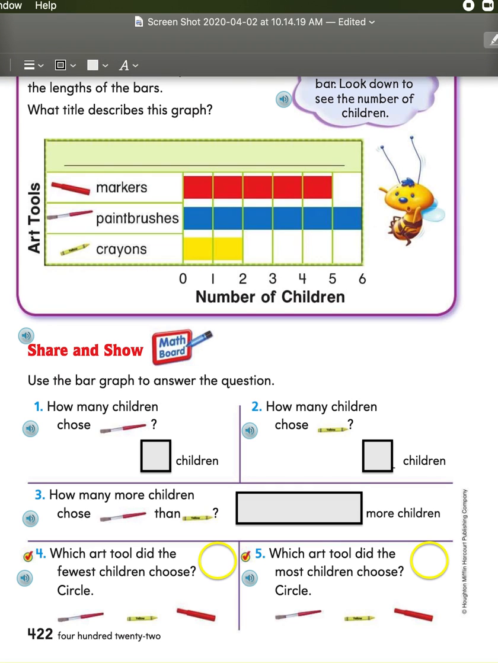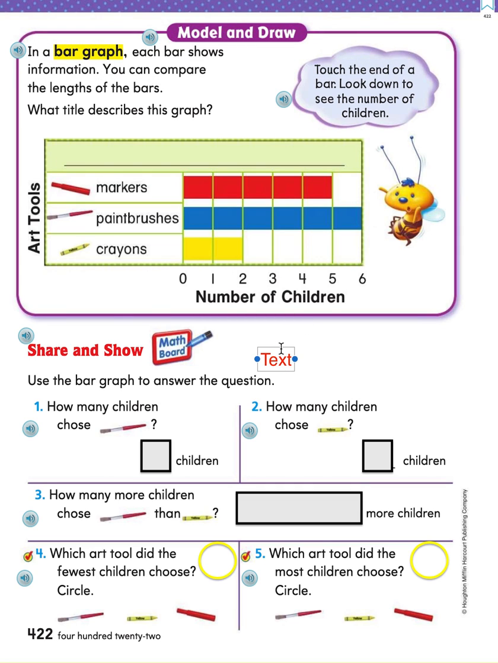Every graph is going to have a title. In this top box, it wants you to write a title that could fit with what it is showing. So on a bar graph, they also have the sides labeled. So over here on the side where we have our categories, it says art tools. So I know our categories are a type of art tool that people can use. And then down at the bottom, it tells us what the numbers represent.